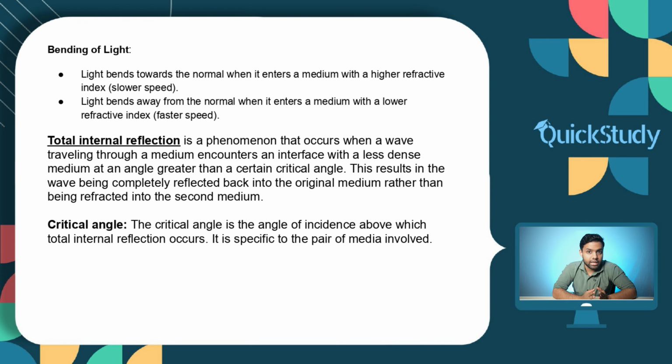One of the most interesting characteristics that light has is known as total internal reflection. It is a phenomenon that occurs when a wave traveling through a medium encounters an interface with a less dense medium at an angle greater than the critical angle. The critical angle is the angle of incidence above which total internal reflection occurs. It is specific to the pair of media in which it is occurring. This results in the wave being completely reflected back into the original medium rather than being refracted into the second medium. Let's look at a figure to understand it better.